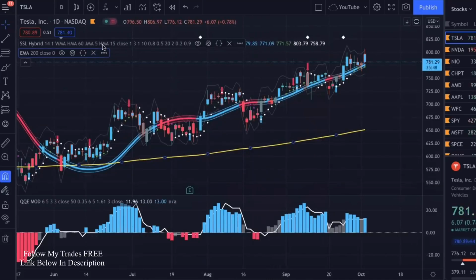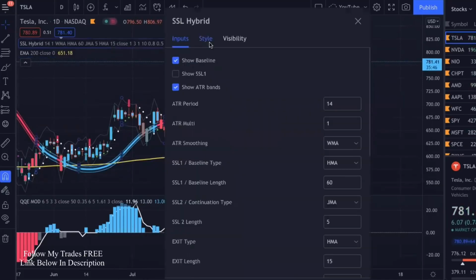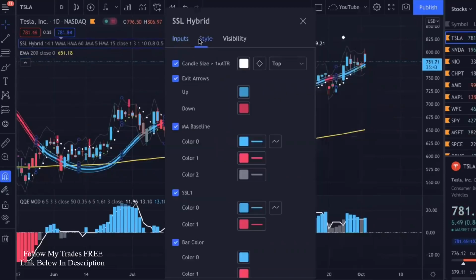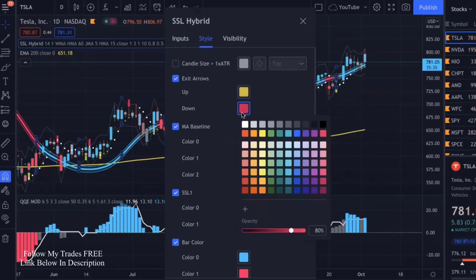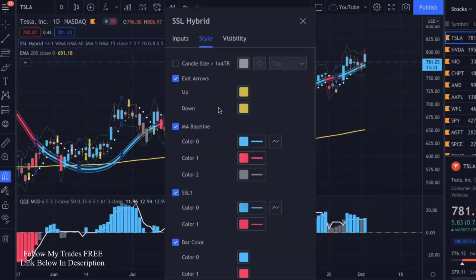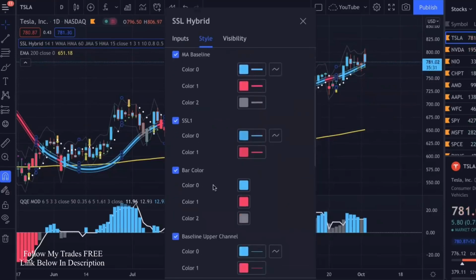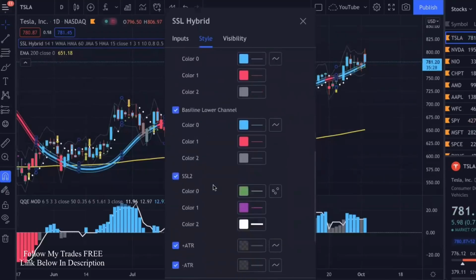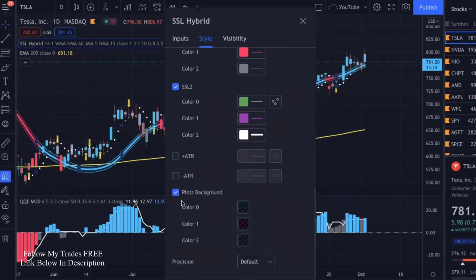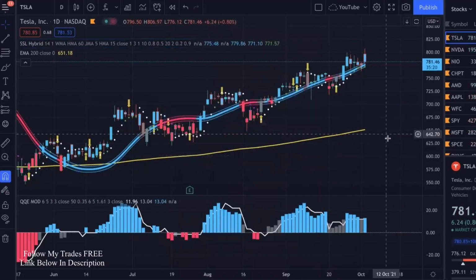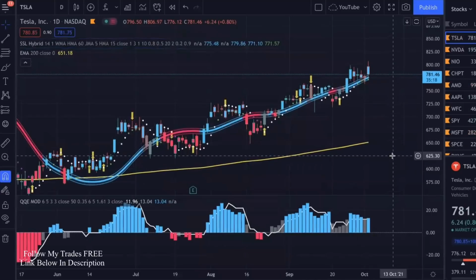Next thing, in SSL Hybrid, we're going to make some edits to make it look a little bit cleaner. We're going to get rid of this. I'm going to make the exit arrows also yellow so they stand out a little bit more. Same thing going up and down. And then we're going to take this off, that off. Everything else remains the same. Much better looking chart, don't you think? Much easier to read.